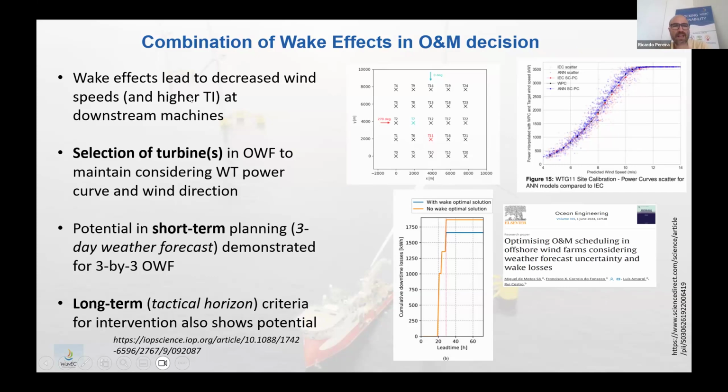As I mentioned before, the wake effects lead to decreased wind speeds and higher turbulence intensities at the downstream machines. And the connection here between the wake effects and the operation and maintenance scheduling is that you can actually select the turbines within a certain wind farm to maintain, considering the power curve and the wind direction. So what do I mean here? Look, imagine you have the wind direction coming from 0 degrees, so from the top here.